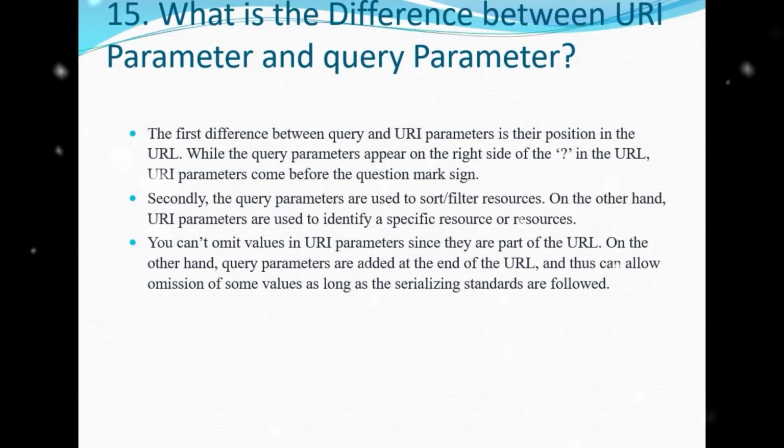You can't omit values in URI parameters since they are part of the URL. On the other hand, query parameters are added at the end of the URL, and thus can allow omission of some values as long as the serializing standards are followed.